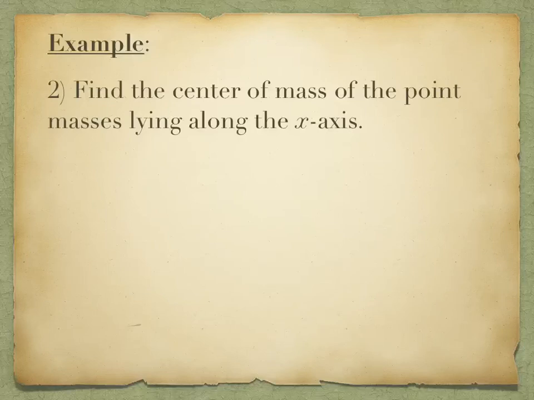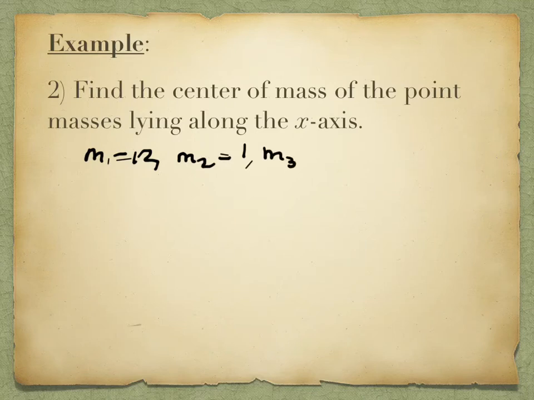So we're going to take an example of this, and my values got erased, so let me write these in here. I have mass 1 is 12, mass 2 is 1, mass 3 is 6, mass 4 is 3, and mass 5 is 11. And then I have distances.